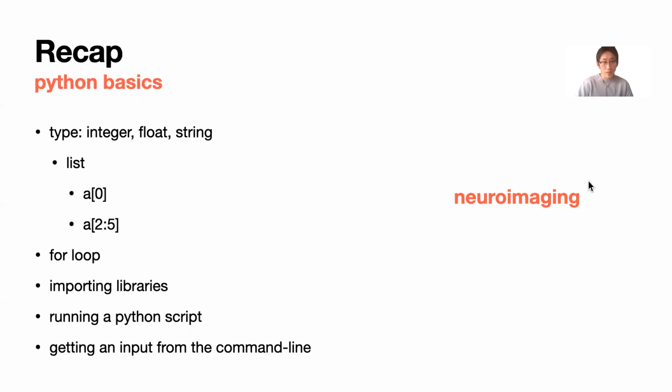So last time, just a quick recap, we talked about data types: integer, floats, and string. We've seen that we could merge different items into a list in another variable, and we could select out the items that we want by something called indexing or slicing. We also used for loops, and we imported libraries, and we tried running a Python script, and we also got input from the command line into the Python script. Okay, there are many more Python basics than this, but we just skip them in order to focus more time on imaging. That's what we want.